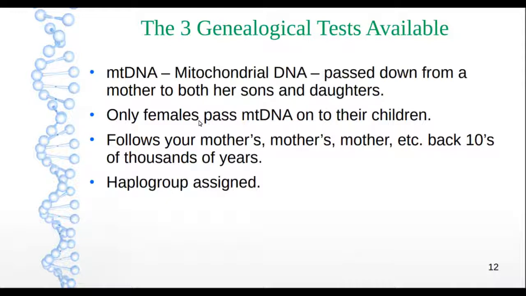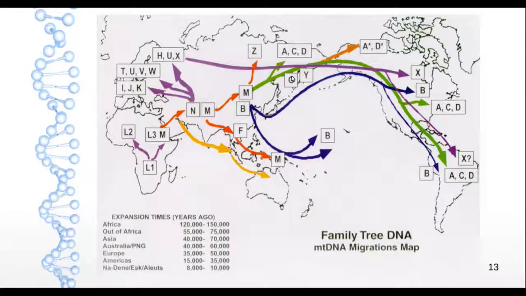So males and females can take this test, but this is following your mother's line, again, back tens of thousands of years. And again, this will assign a haplogroup to show that migration. So African, this haplogroup is much older than the Y haplogroup. So this is tracing back about 120,000 years.